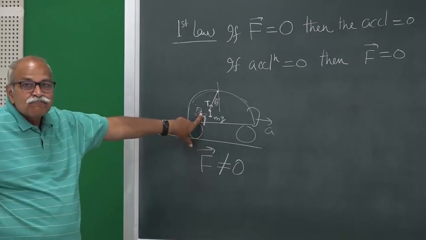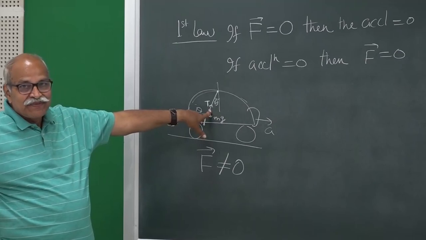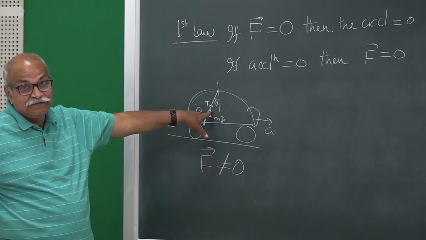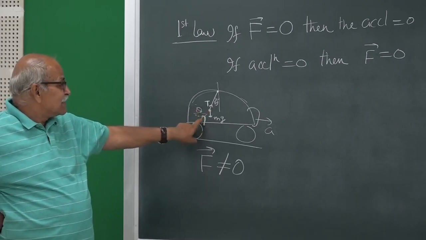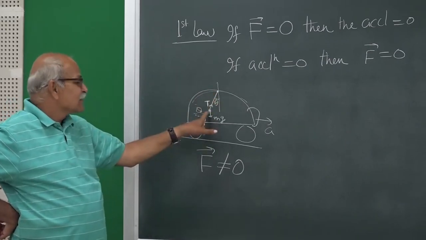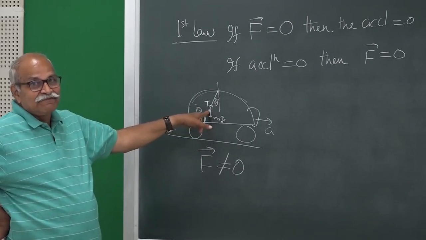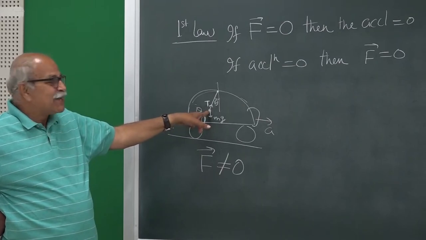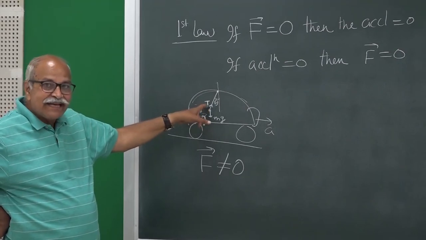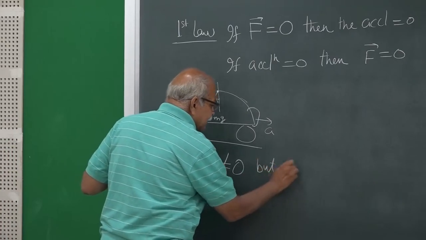But what do I see? I see that it is at rest and it remains at rest. So the acceleration is zero. For this observer here, if he puts the origin here, x, y, z axis, no coordinate is changing with time. X coordinate doesn't change in time, Y coordinate doesn't change in time, Z coordinate does not change in time. So it is at rest, it remains at rest, acceleration is zero. So force is not zero, but acceleration is zero.